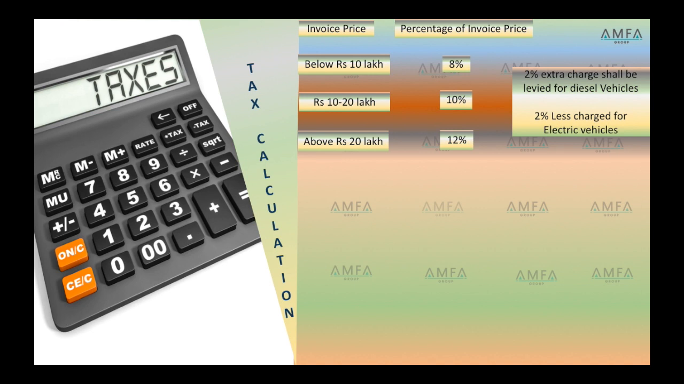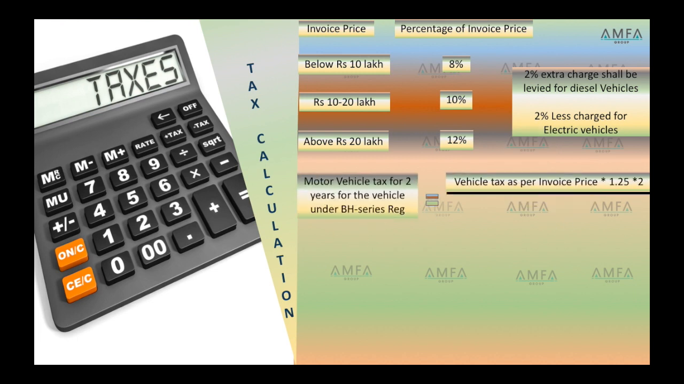A 2% extra will be charged for diesel vehicles because they are known to be more polluting. And to support new electric vehicles, a 2% discount is given for electric vehicles. So the calculation will go like this. Motor vehicle tax for 2 years for a vehicle under BH series. As per BH series, the tax will be calculated for every 2 years or multiples.